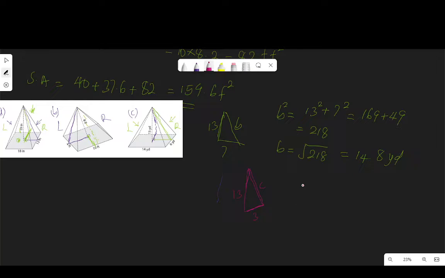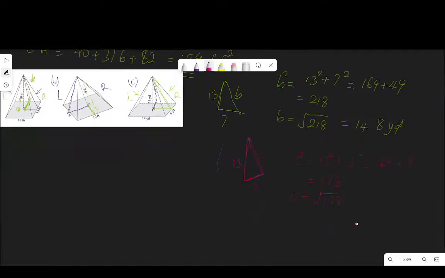Let's call it C. So C squared, applying Pythagoras, is 13 squared plus 3 squared, which is 169 plus 9, and that is 178. The square root of 178 will give us the height of this triangle. The square root of 178 is 13.3 approximately. 13.3 is the height of the front and back triangle.